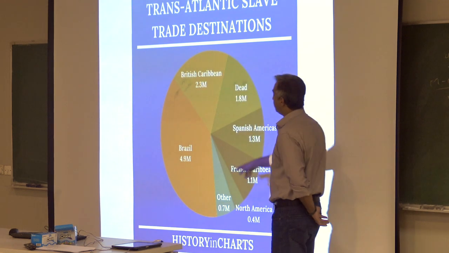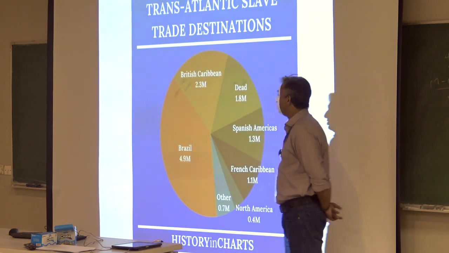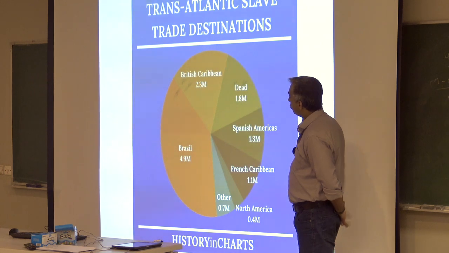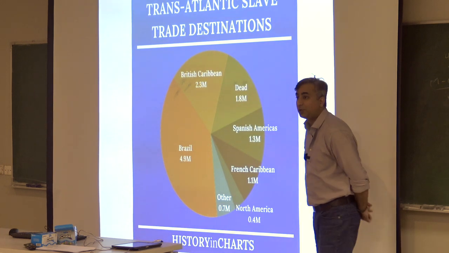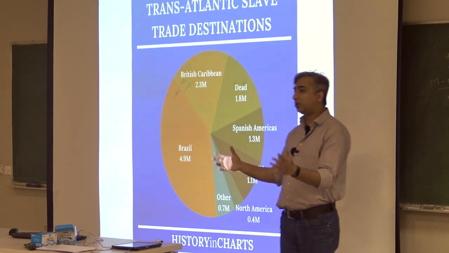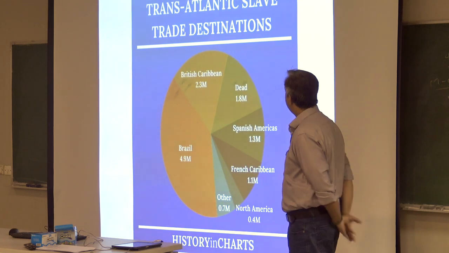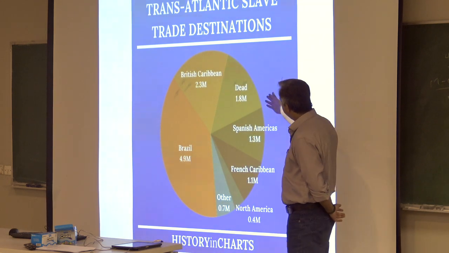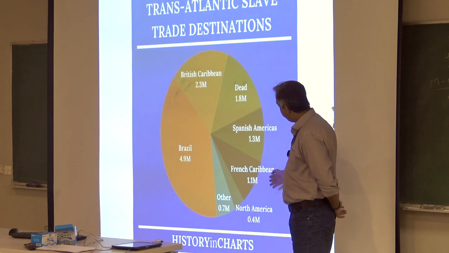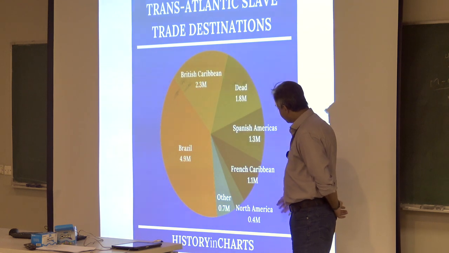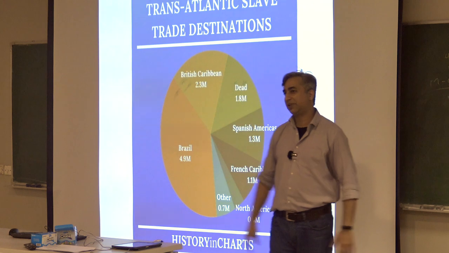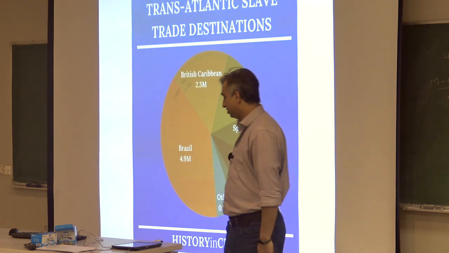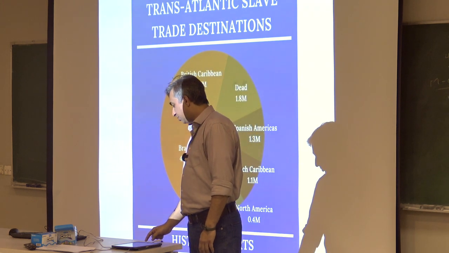Most of them went to Brazil, as you can see. 4.9 million to Brazil. Then British Caribbean, 2.3 million. Caribbean made ethnic slaves because the Caribbean was one of the cotton plantations of the empire. 1.8 million dead. Spanish America is 1.3. French Caribbean, 1.1. 1.7. North America, 0.4 million, etc. That's where they went. So the vast majority went to either Brazil or the British Caribbean.